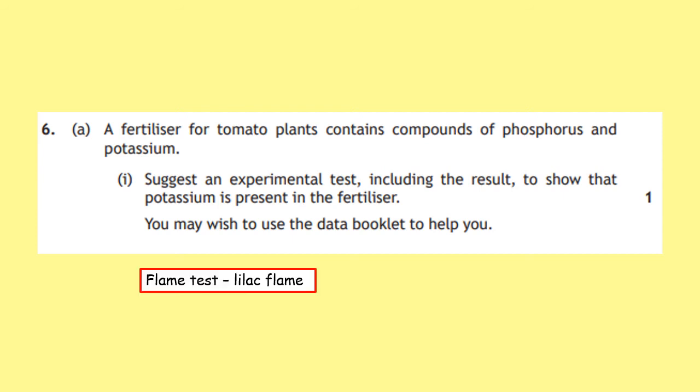So for this one, the answer is to do a flame test. If you do a flame test and there's potassium in the sample, the flame will turn a lilac colour. And that is written on page 6 at the bottom. So if you ever forget the colours for a flame test, they are in the data booklet, page 6.